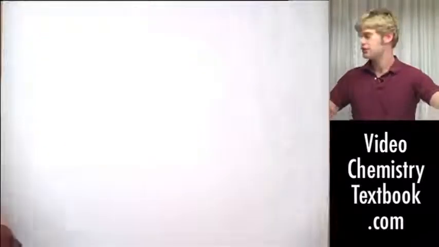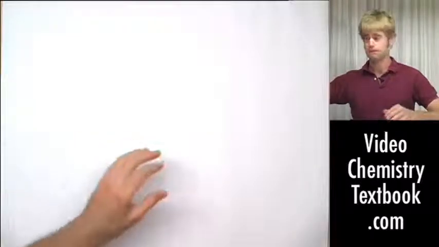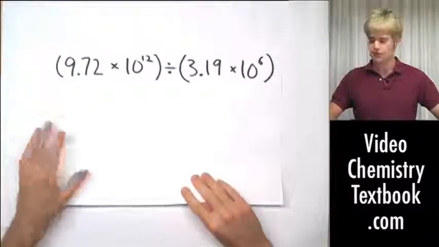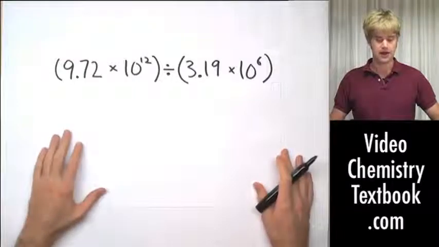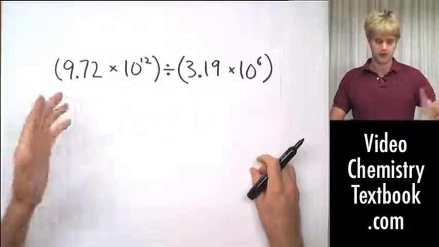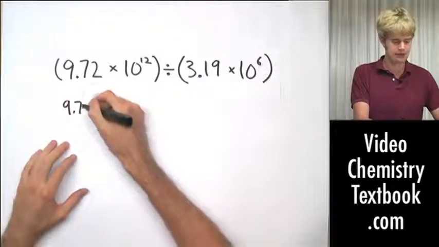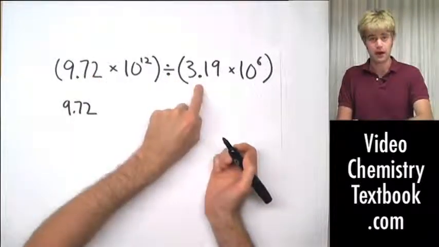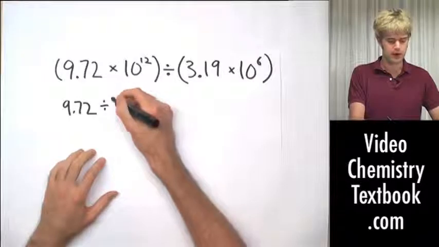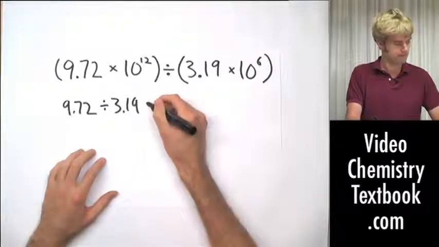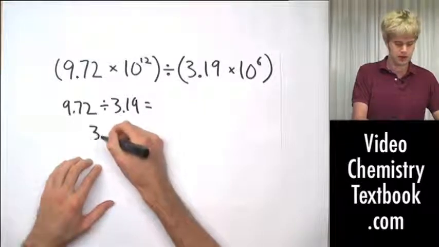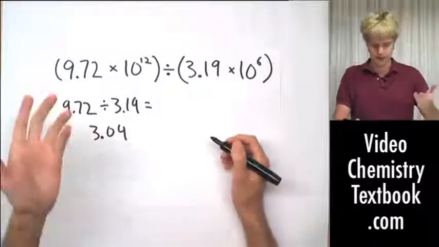We use this exact same process when we're doing division, except for one difference, and that's that we subtract the exponents. Okay? Here's a division problem. Again, we break it into two smaller problems. So the first thing is 9.72 divided by 3.19. And that gives me 3.04. Okay, that's the first part.